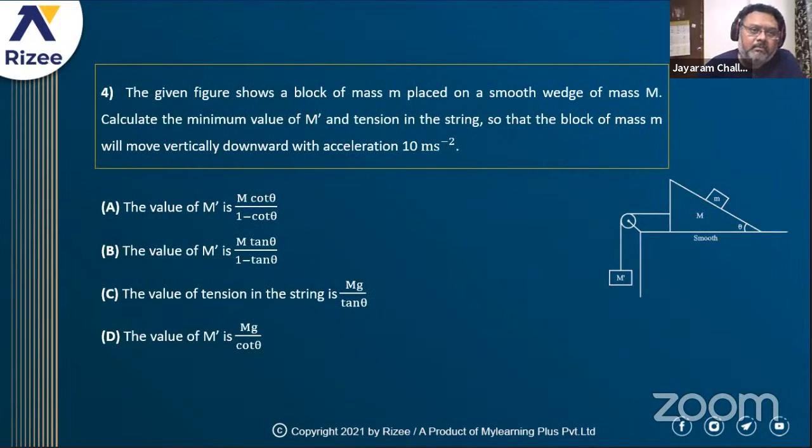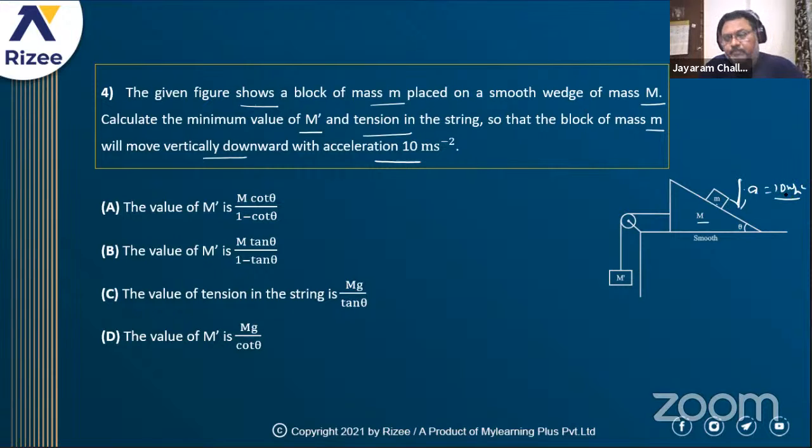Next one, in the given figure shows a block of mass m placed on a smooth wedge of mass capital M. Okay, here this is your small m placed on the capital M. Calculate the value of the m dash and the tension he is asking. That means it's a multiple answer question, so that the block m will move vertically downwards with an acceleration. That means this m has to come down with an acceleration of 10 meter per second square.